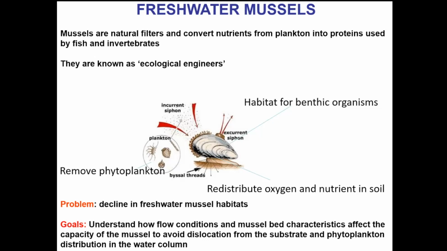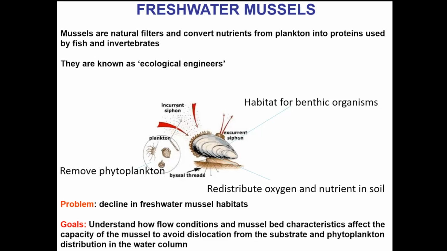Why is that? Because they have an incurrent siphon. They are basically getting water which is rich in plankton, and then they are using the plankton more or less as food. And then, through their excurrent siphon, they are eliminating water which is low in phytoplankton, and that basically increases the clarity of the water. They are also redistributing the oxygen and the nutrients in the soil.